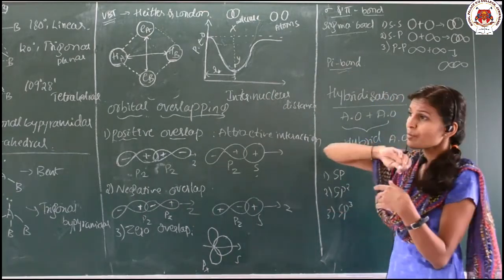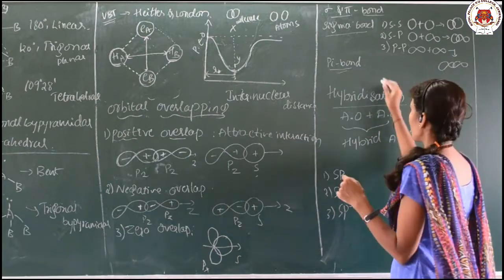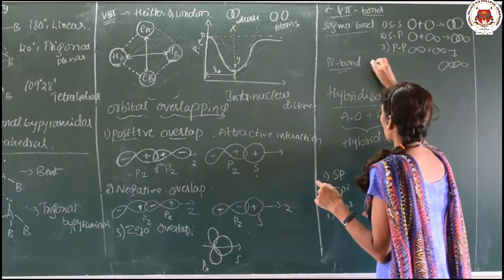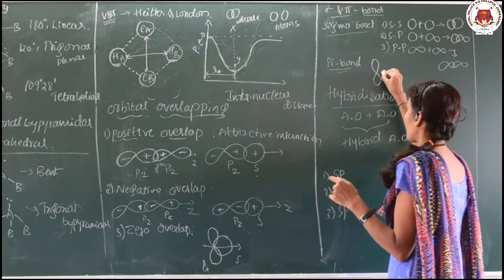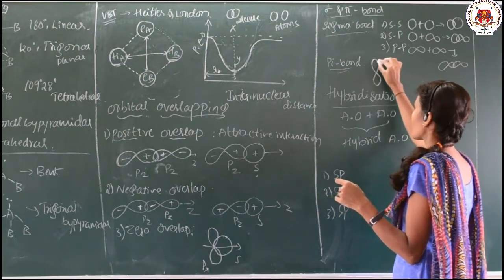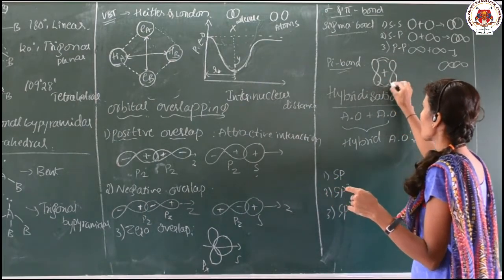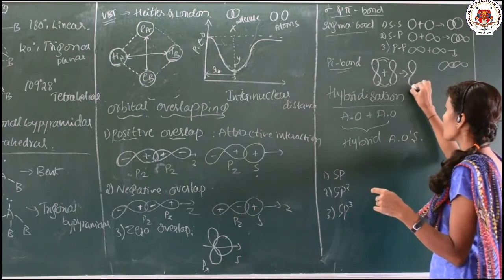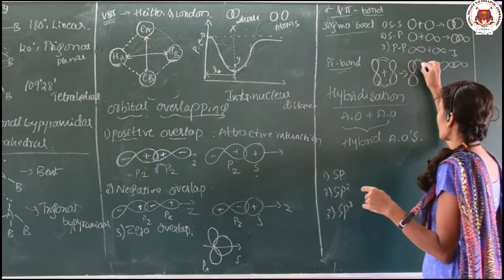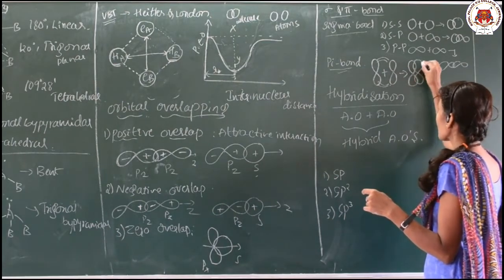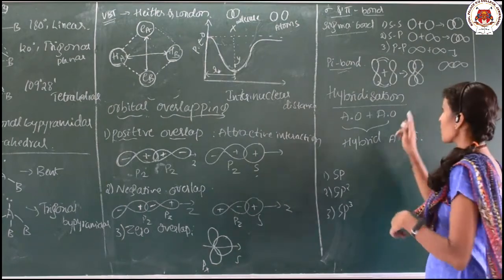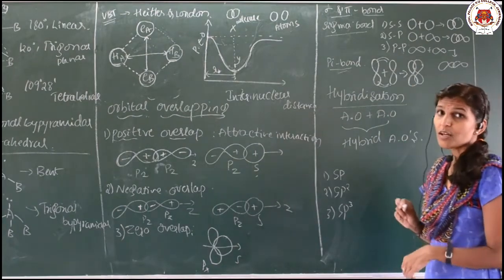Pi bond is formed by sideways overlapping. For example, PP overlapping: suppose this is one P orbital and this is another P orbital. These will overlap sideways, and the sideways overlapping is nothing but a pi bond. It causes the pi bond.